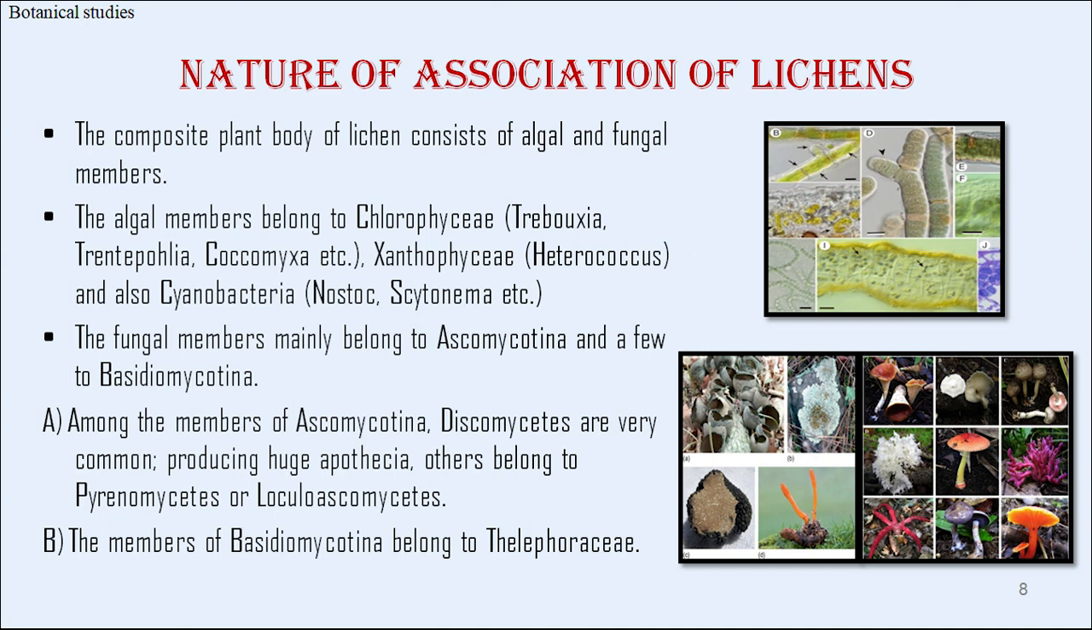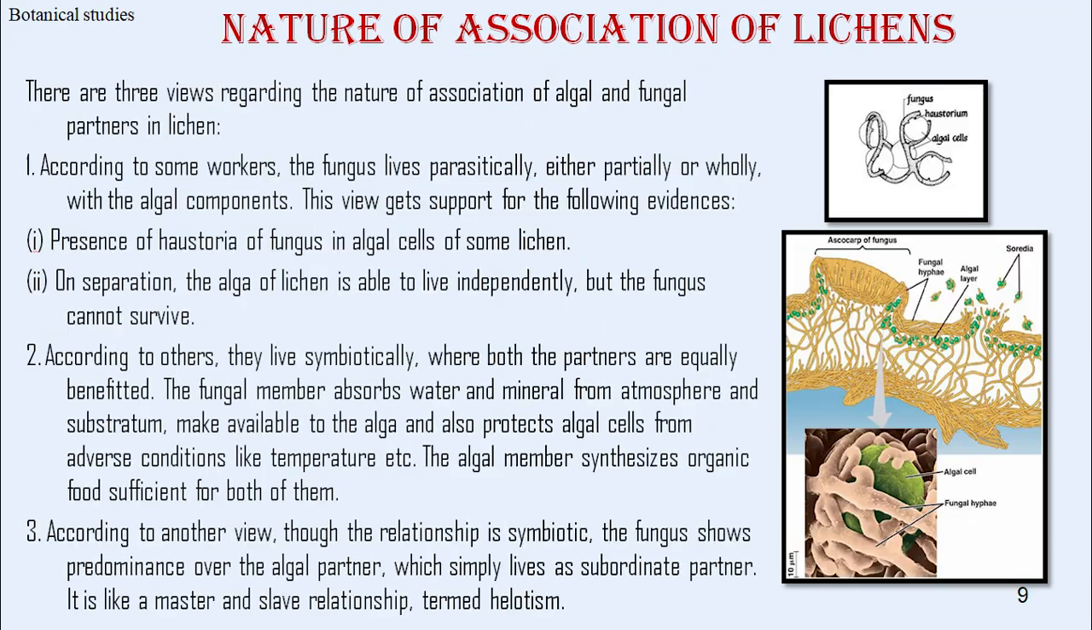Let us discuss the nature of association of lichen. The composite plant body of lichen consists of algal and fungal members. The algal members belong to chlorophyceae, xanthophyceae, and also cyanobacteria. The fungal members mainly belong to ascomycotina and a few to basidiomycotina. Among the members of ascomycotina, discomycetes are very common, producing huge apothecia. Others belong to pyrenomycetes or loculoascomycetes. The members of basidiomycotina belong to polyporaceae.